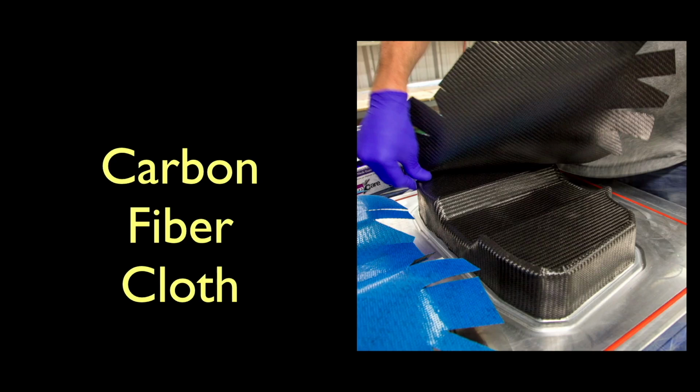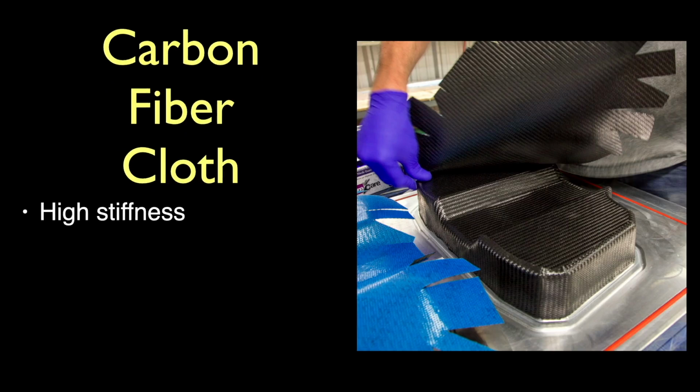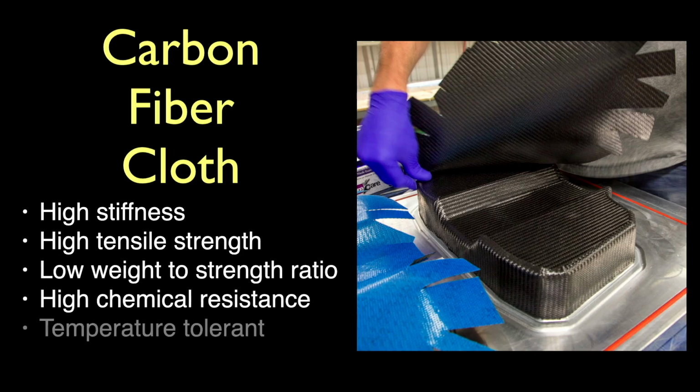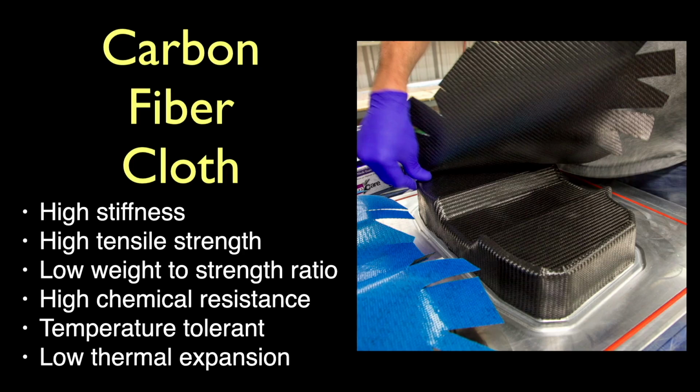Carbon fiber is 5 times stronger than steel and twice as stiff, but much lighter. To go over its properties, it's stiff. It has high tensile strength, resistant to stretching. It's light, yet strong, is chemically resistant, temperature resistant, and does not expand much with temperature. It's a pretty ideal material.